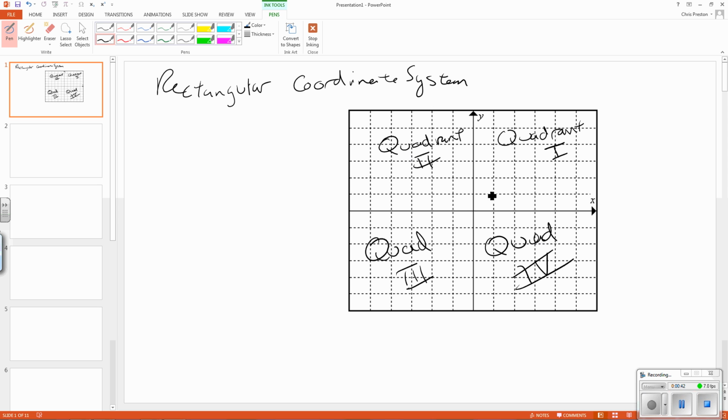Right? And you describe locations by where they are with respect to the x-axis and the y-axis. So if I want to know where that location is, well, that is 1, 2, 3 in the x direction and 1 in the y direction, so it has coordinates 3, 1. Okay, so I assume most people in this course would be familiar with the rectangular coordinate system.